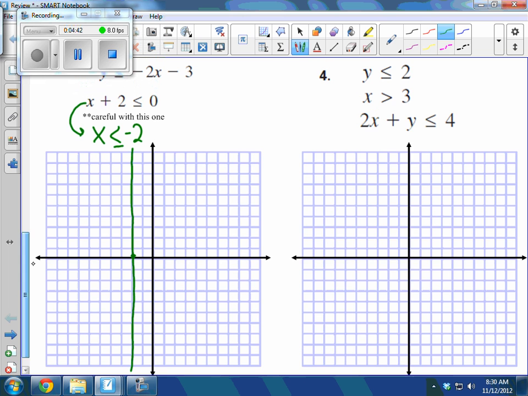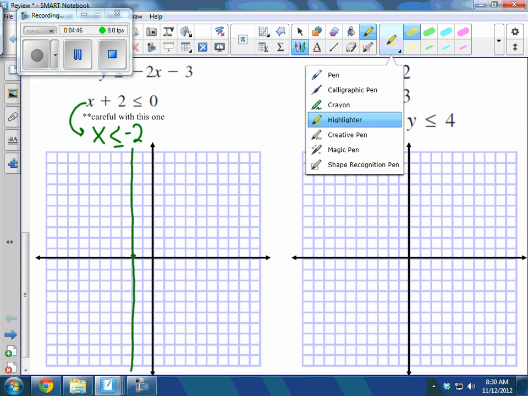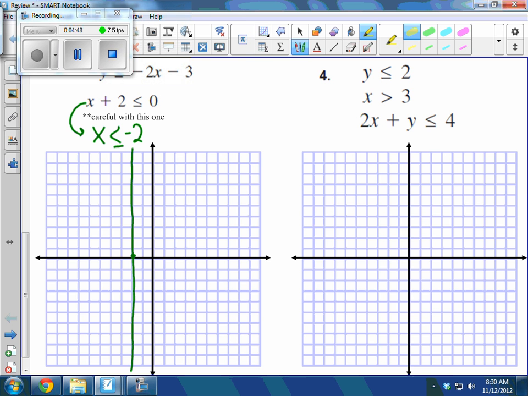Now, when I shade, shading less than negative 2 is going to put all my shading right now to the left of this green line. Okay? And now I'm going to graph the other line.